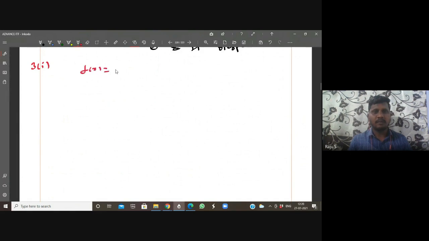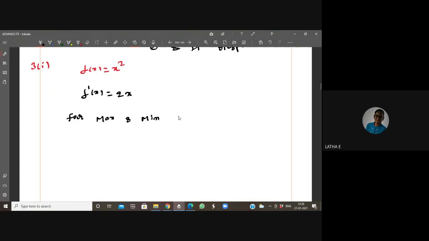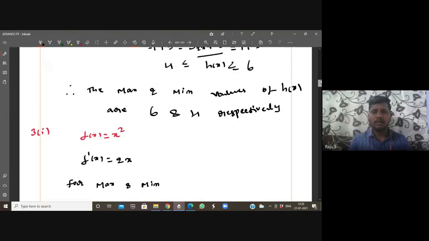f of x is equal to x square. Then differentiate with respect to x on both sides. So f dash of x is equal to 2x. For maxima and minima, can you solve, sir? Yeah. So always remember, students, for maxima and minima, we have to take that f dash of x to 0. We have to equate it to 0.